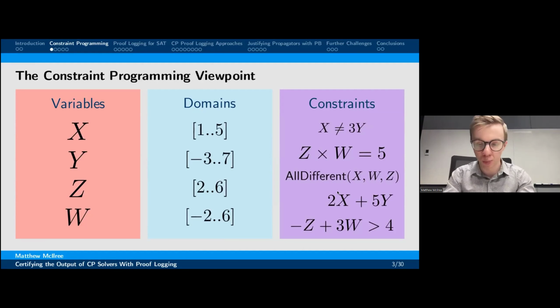Constraint programming can also be viewed as an optimization paradigm by associating an objective function with one of the variables. So you're just saying you want to maximize that variable's value within the domain subject to the constraints. So a constraint satisfaction problem associated with an objective value we call a constraint optimization problem.